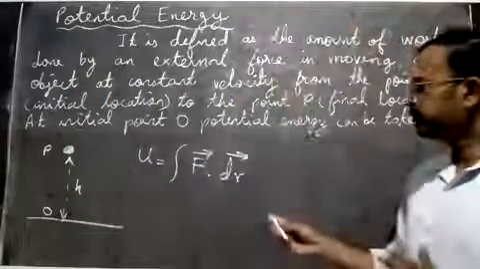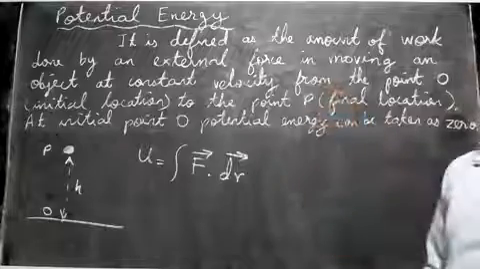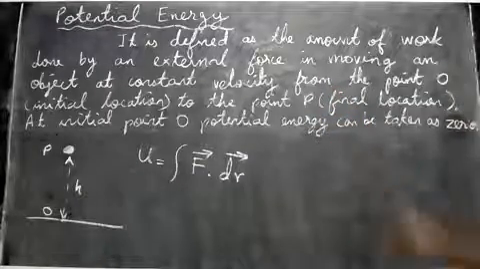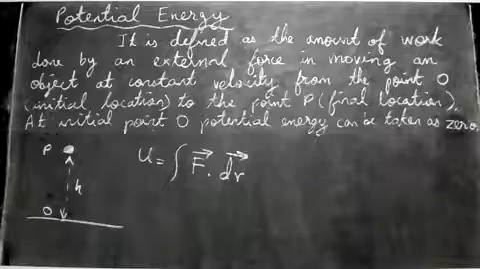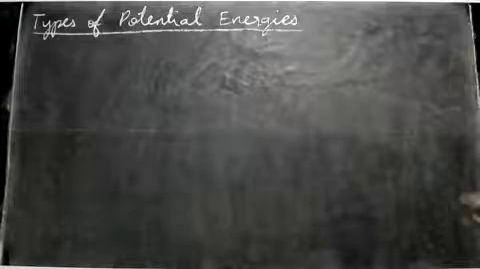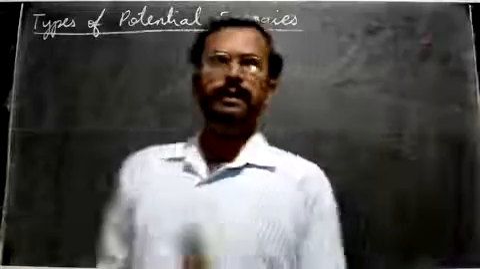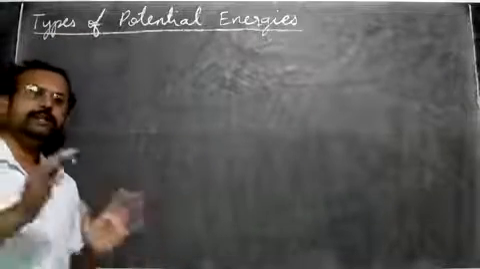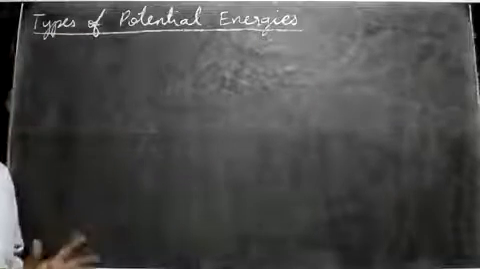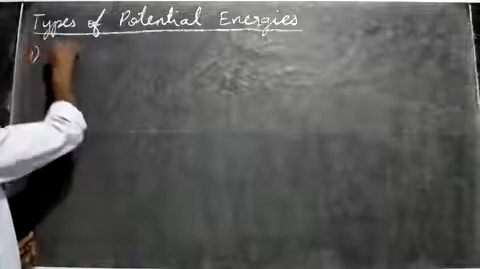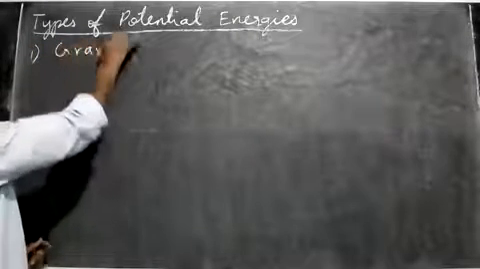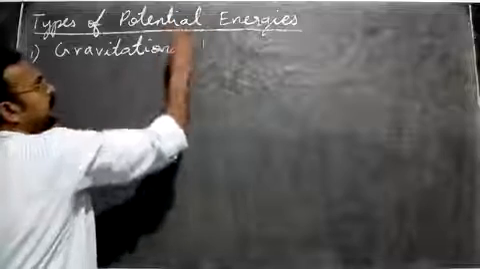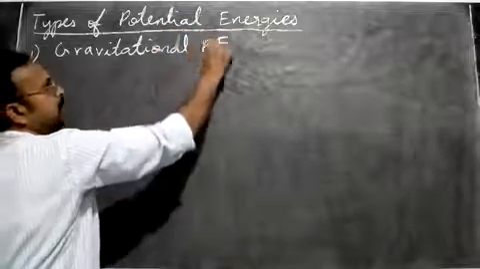Now we take different types of potential energy. Let me erase the board here. Let us now see the different types of potential energies. There are 3 types, which we'll take as examples; there may be many types, but we'll take only 3. The first type is gravitational potential energy. The short form for potential energy is PE.